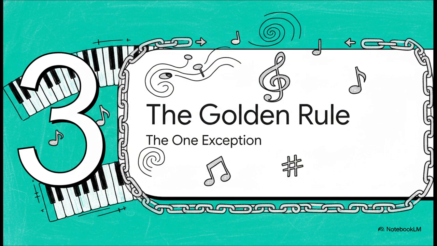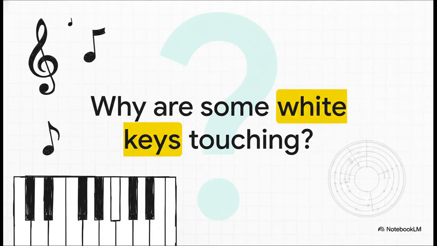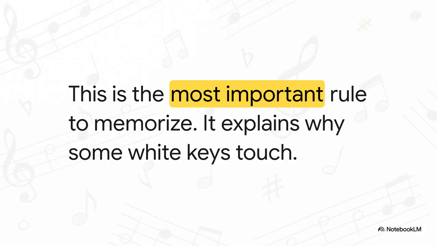But there is one final, critical rule. It's this tiny little exception that actually explains the whole pattern of the keyboard. And once you get this, everything just clicks into place. It is a total game changer. And the biggest clue is something you've probably seen a million times without even thinking about it. Why do some of the white keys on a piano touch each other? You know, most of them have a black key separating them, but then you get these 2 spots where, nope, just 2 white keys sitting side by side. What's up with that? Well, that little mystery is solved by what I like to call the golden rule.